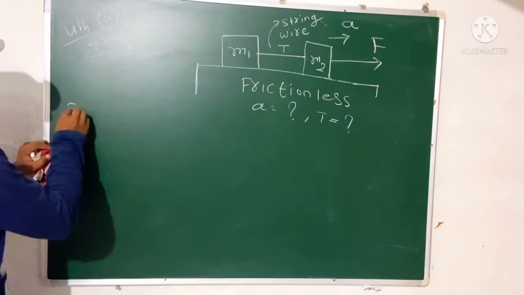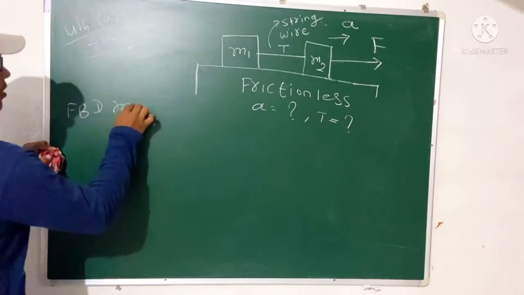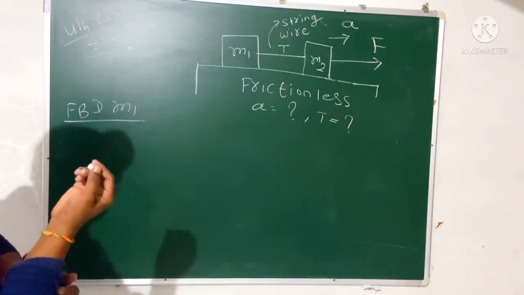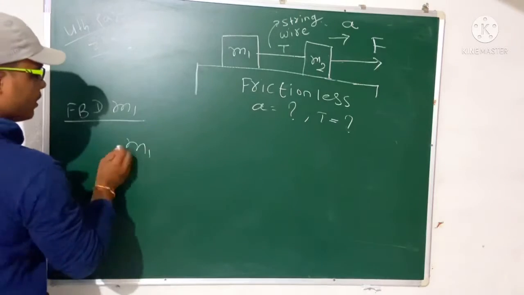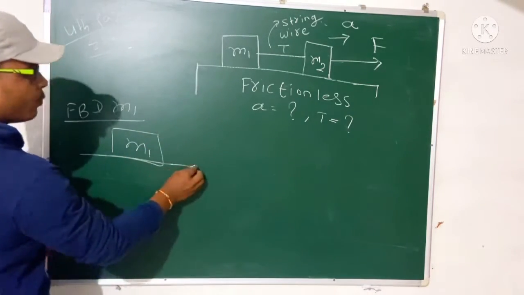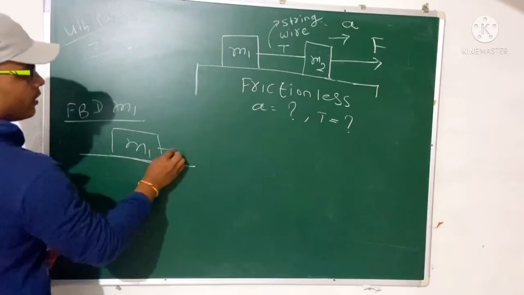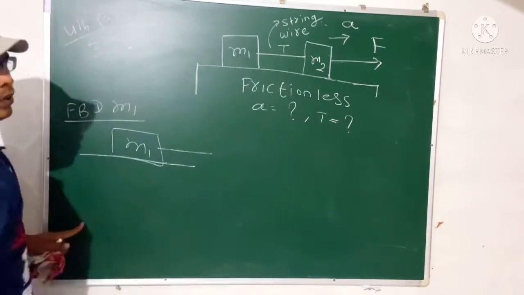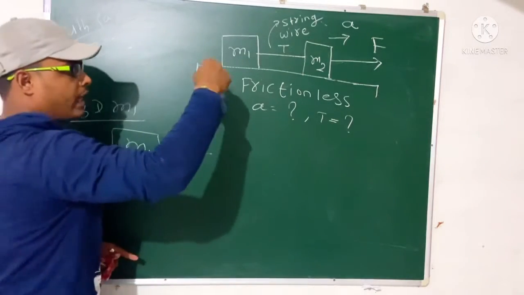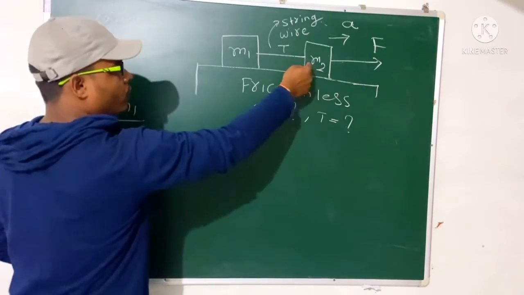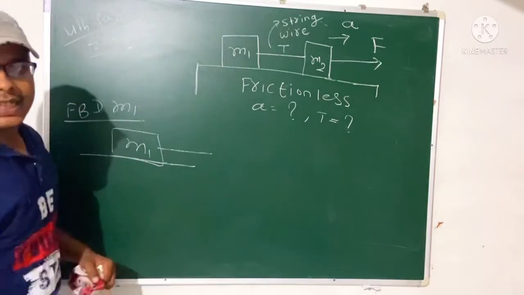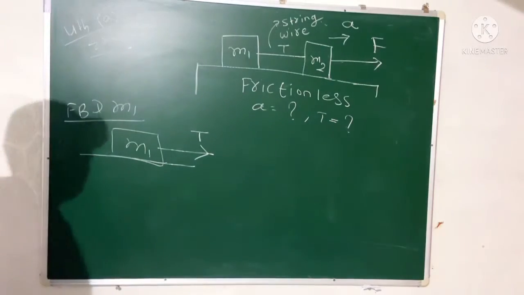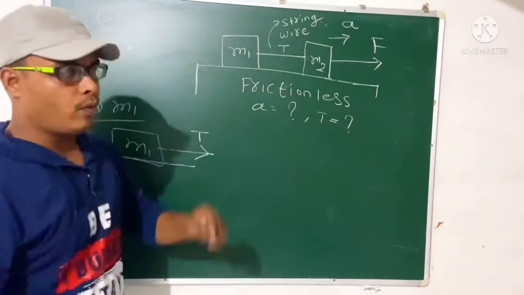Okay, so take the FBD of M1. Remember, we are discussing M1. So what are the forces acting on M1? There is a tension force. Remember, M2 is pulling M1, right? So there is some force. That means M2 जो M1 को खींच रहा है वो कुछ फोर्स से खींच रहा है, मतलब जो टेंशन है वो स्ट्रिंग से आउटवर्ड होगा. So this is the T direction for M1.